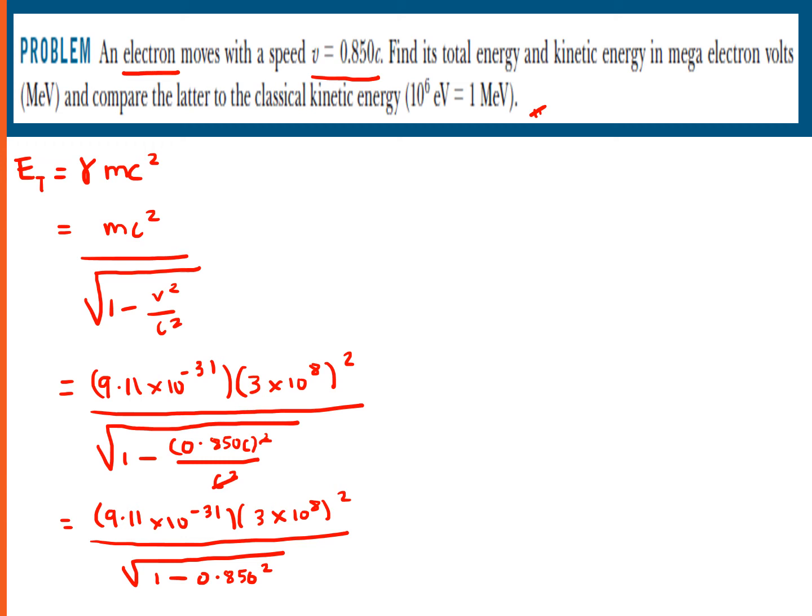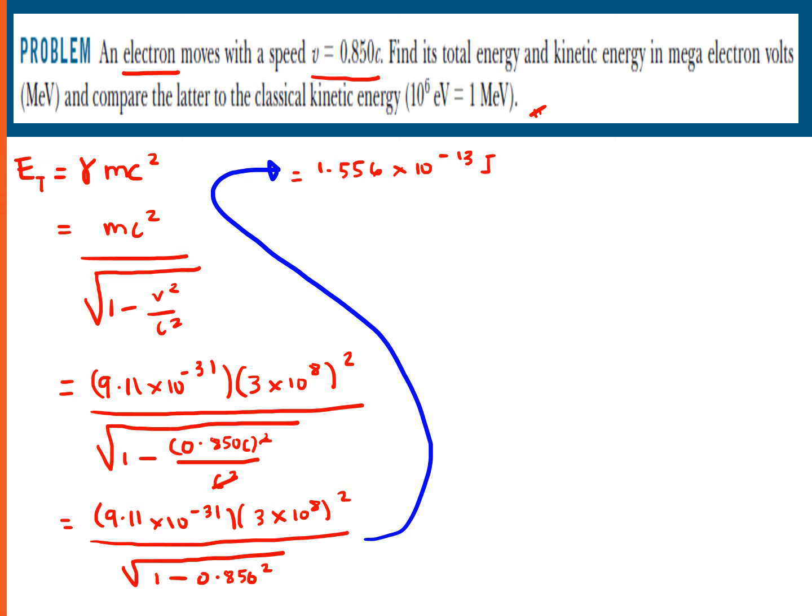Let me just write it down. Let me continue it here. This value would give us 1.556 times 10 to the power of negative 13 joules. But we must express it in mega electron volts.